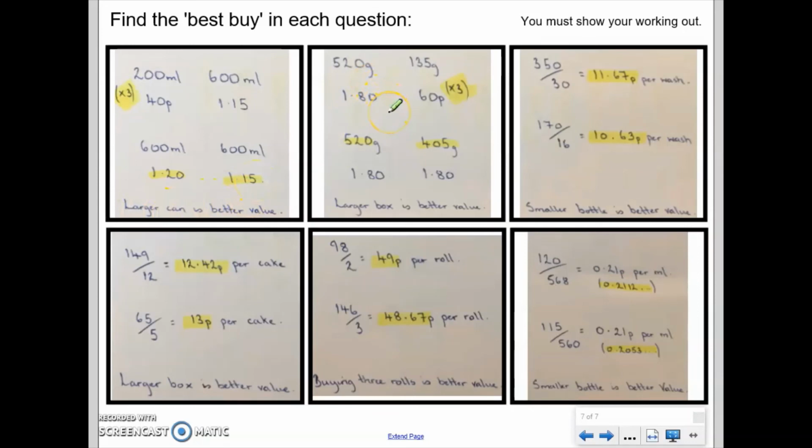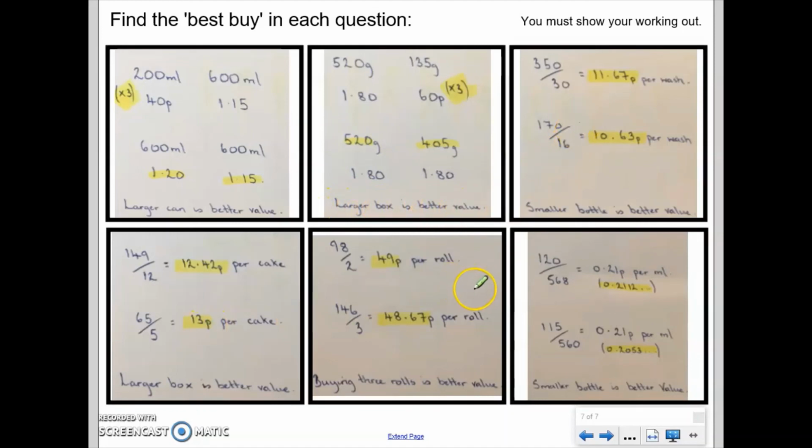Question 2 is very similar when we're dealing with the box of Maltesers, the box of chocolates. This time, if we multiply the price by 3, so we get an equivalent price of £1.80, then we can compare the weight, the amount of chocolate, and you can see that the larger box, for the same price, contains more chocolate, has a greater weight. So again, we can state that the larger box is better value.